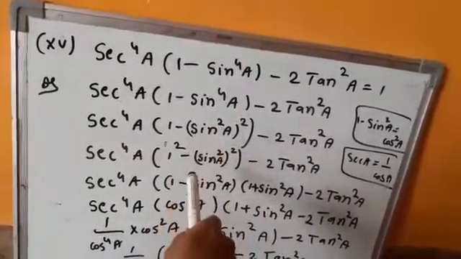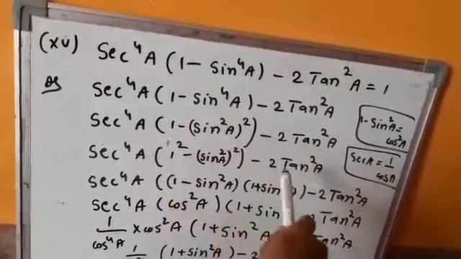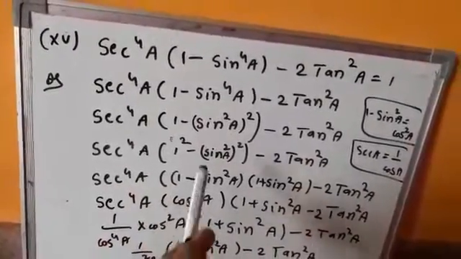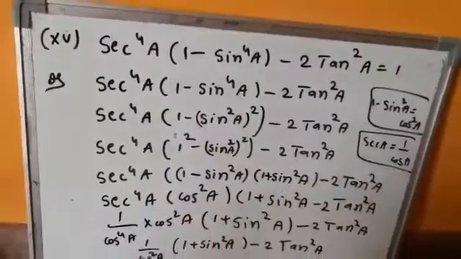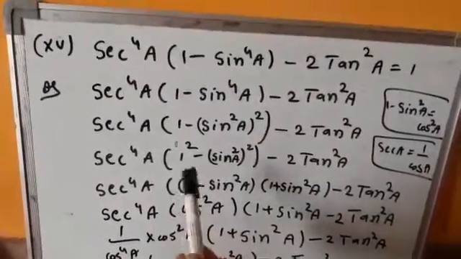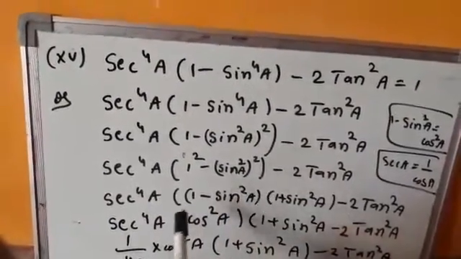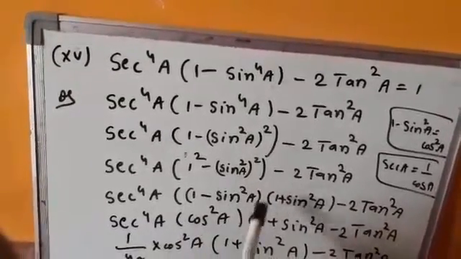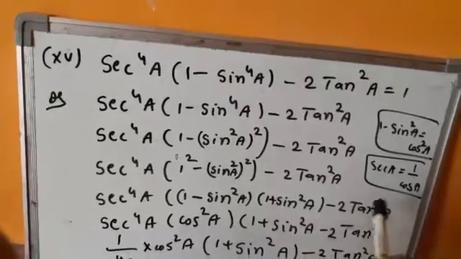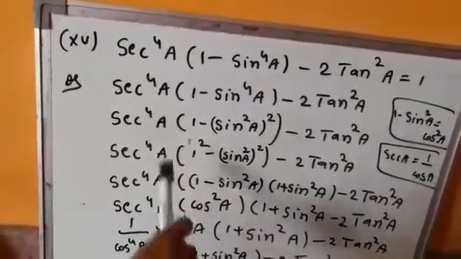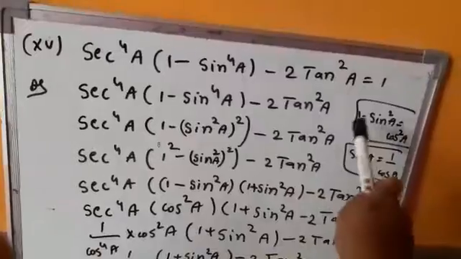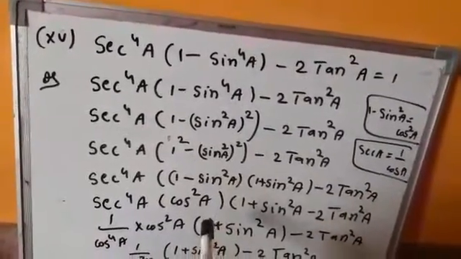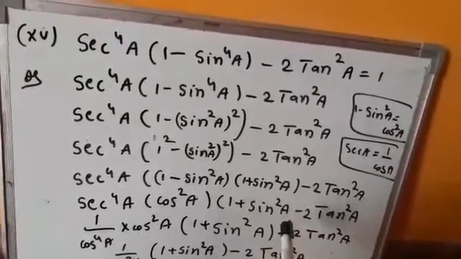That's why (1 − sin²a)² − 2tan²a. Next, sec⁴a into, see here, this is the a² − b² formula, (a + b)(a − b). So a − b means (1 − sin²a)(1 + sin²a) − 2tan²a. Next, sec⁴a into, see here, the 1 − sin²a formula is cos²a. So in this place we should apply cos²a into (1 + sin²a) same, minus 2tan²a.